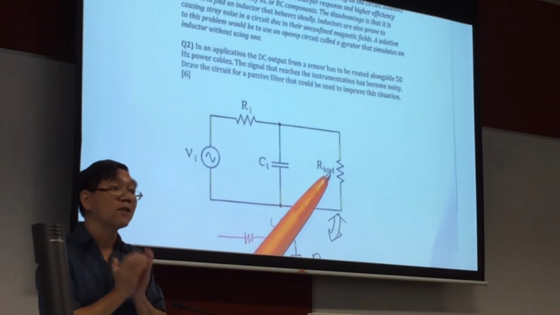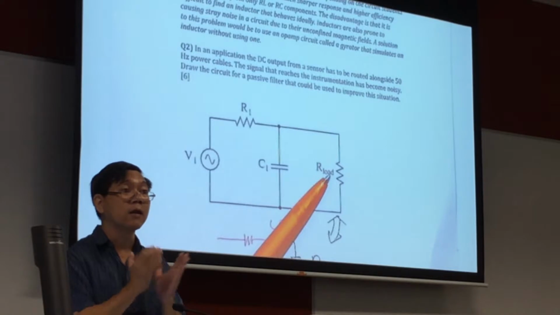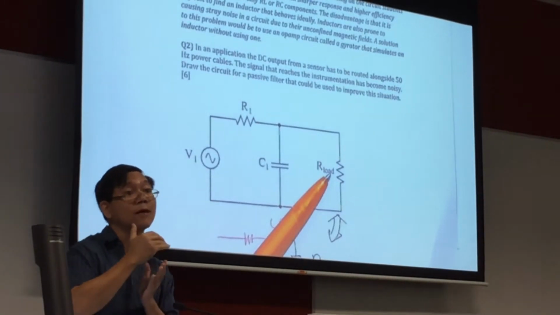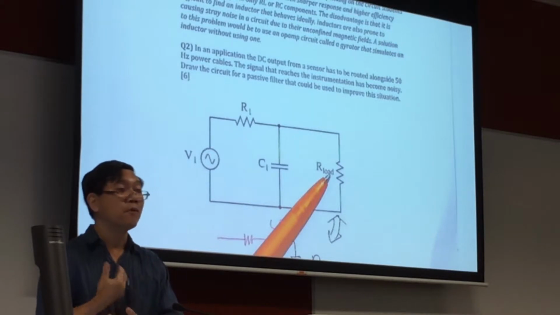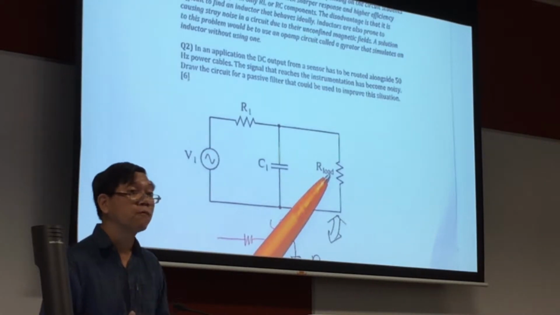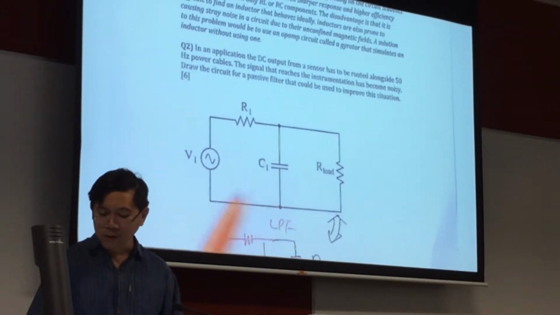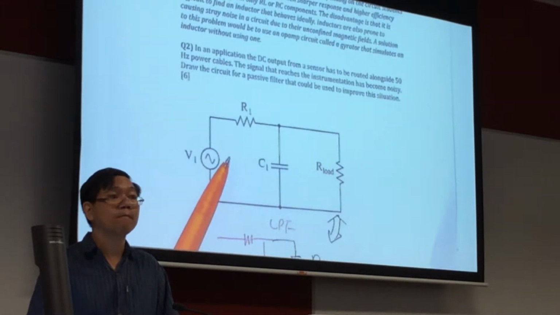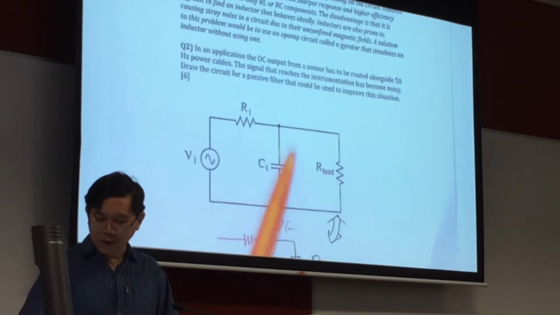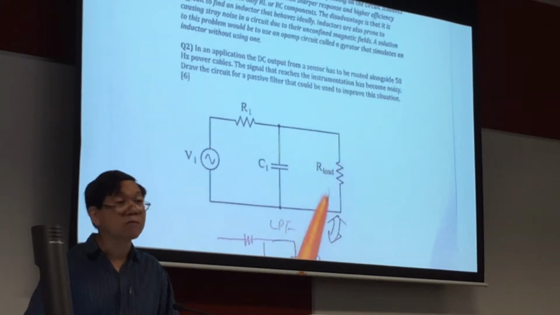So in other words, your wanted signal is at the low frequency. Your unwanted signal is at the higher frequency. So you can implement a low pass filter to remove it. Is that clear? So a low pass filter will look something like this. You understand? R, then C, then your load connected this way.